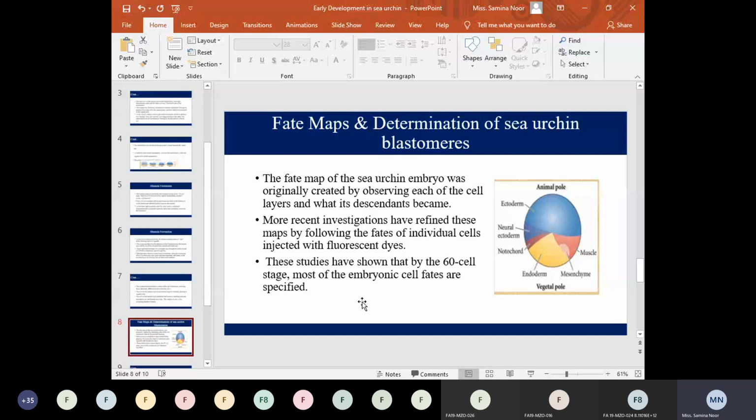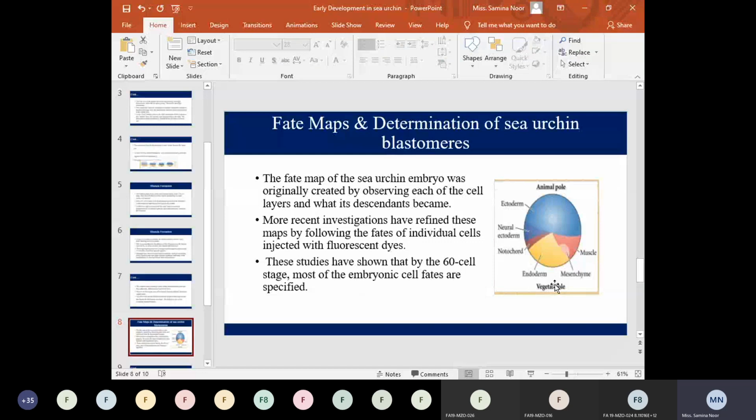So cell fates क्या है कि in the future ये cells कौन से structures form करेंगे, या ये cell ectodermal structures form करेंगे, mesodermal structures form करेंगे, या फिर endodermal structures form करेंगे. ठीक है, so at the 60-cell stage, most of the embryonic cell fates are specified.